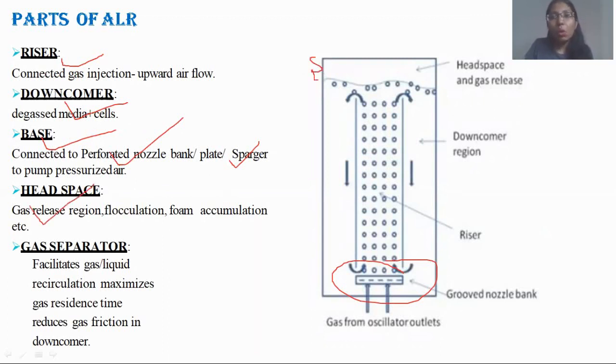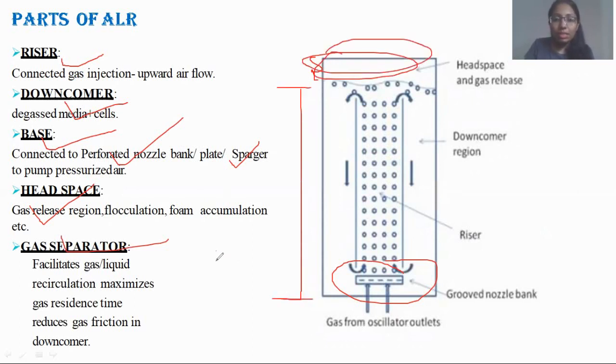The headspace. You have seen the headspace region. That means the working volume should not reach there, otherwise it will lead to contamination. Then you have the gas separator space, which also falls in the headspace. Again, let me repeat it. This is the working space.